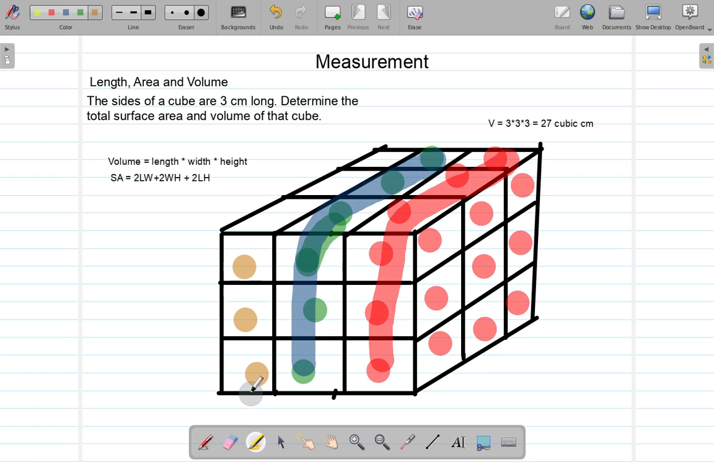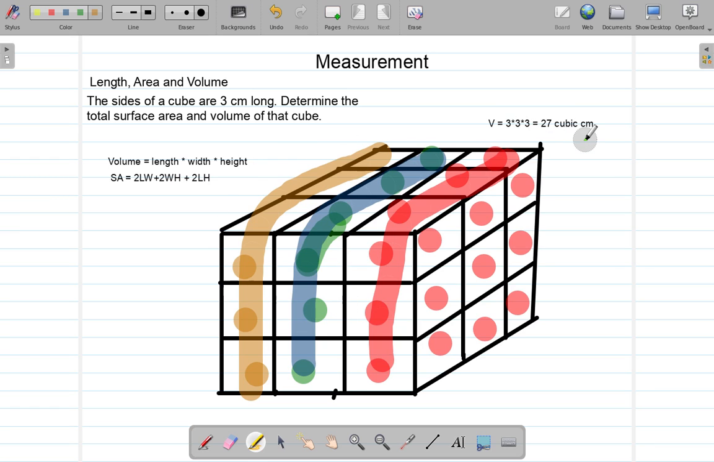So we have 3 rows of cubes to the right. So what we have is really 3 stacks of 9 cubes, which is 27. 3 times 3 gives you 9, and then times this next 3 gives you 27. Now, you notice the 3 by 3 also gives us one of the surface areas of this cube.